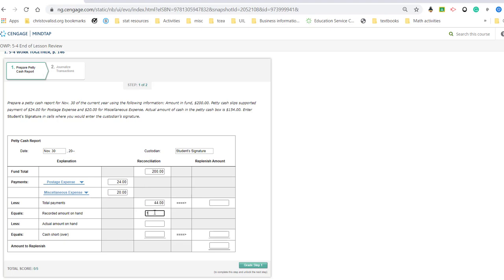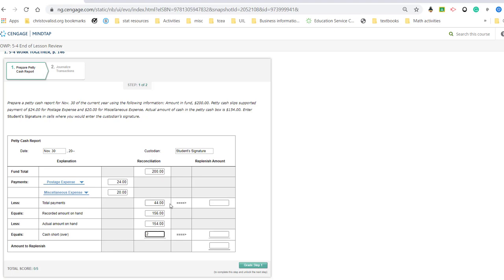So if I was to subtract that, we should end up with $156 is our amount when we subtract. It tells you the actual amount in the petty cash box is $154. And that means I am short $2. So I need to add $2 extra to the amount on hand to get up to what I say I should have.